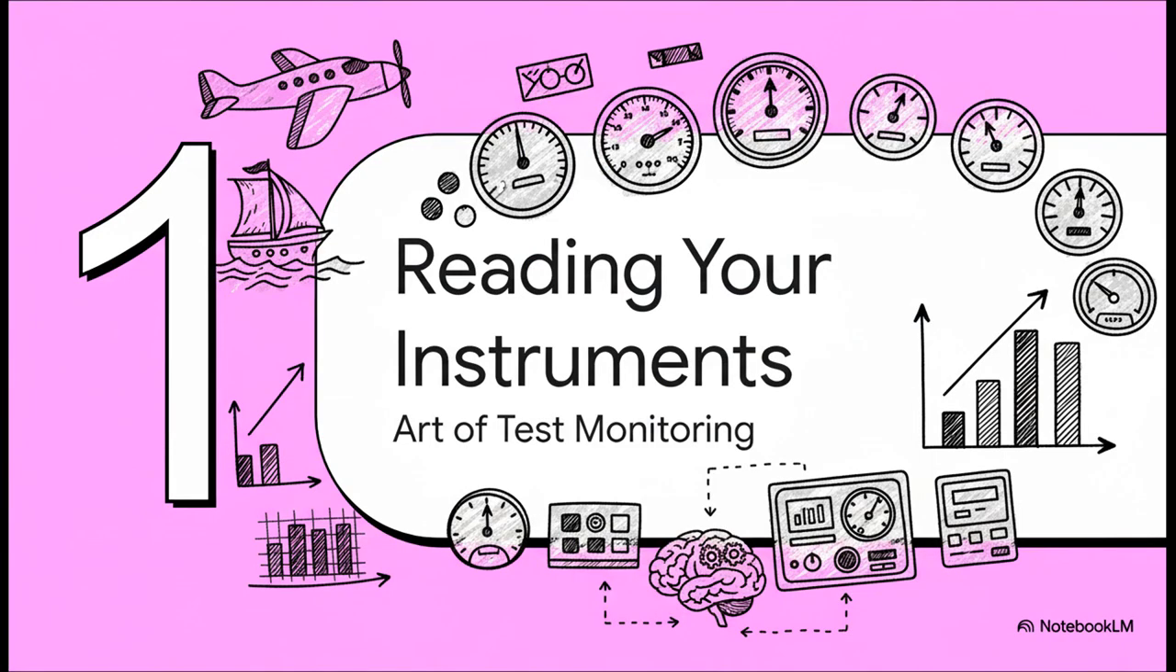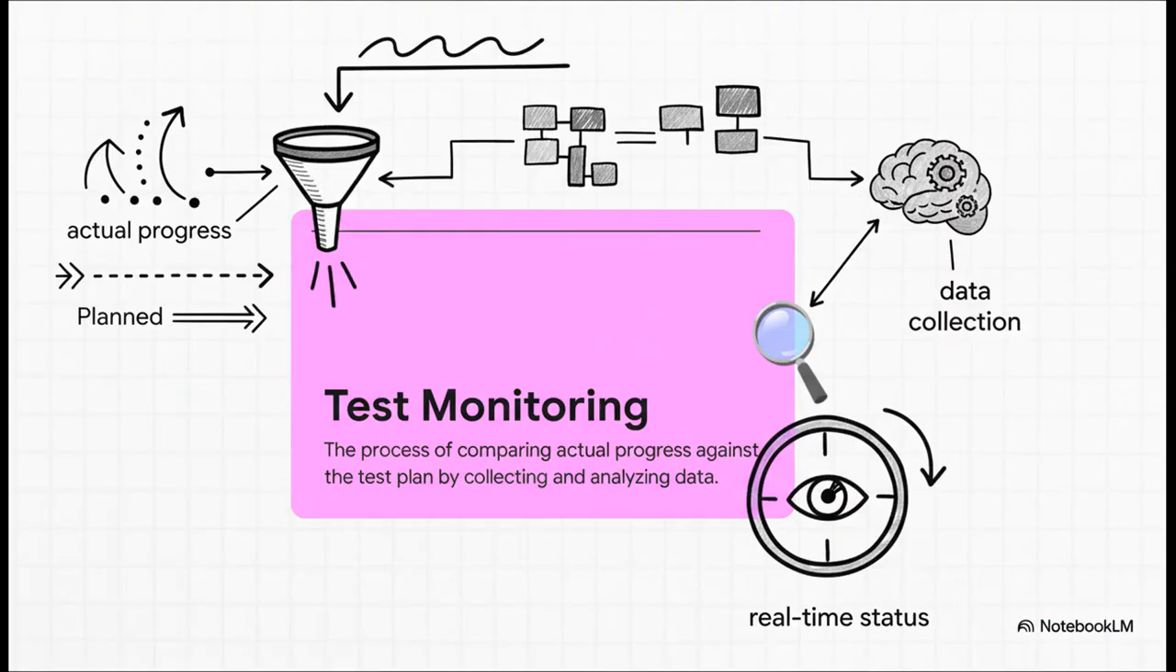Okay, Section 1. Before you can even think about steering the plane, you have to know what's going on. This is all about the art and science of test monitoring, basically learning to read your instruments. So what is test monitoring, officially? Well, the ISTQB defines it as the ongoing process of checking your actual progress against what you planned. It's all about gathering data, analyzing it, and just getting a clear, honest picture of where your project stands. You can think of it as the information gathering phase.